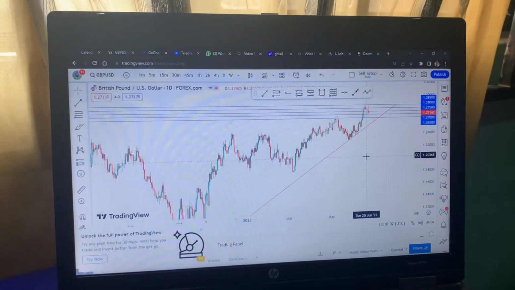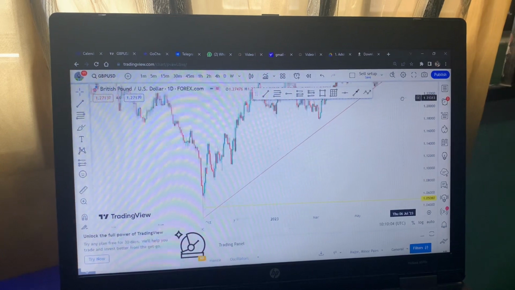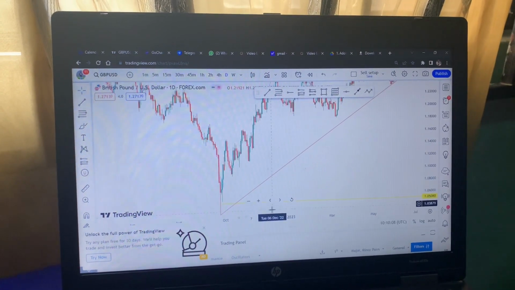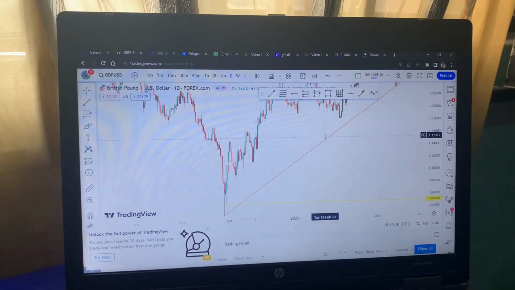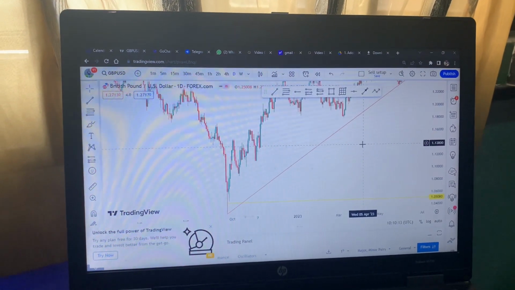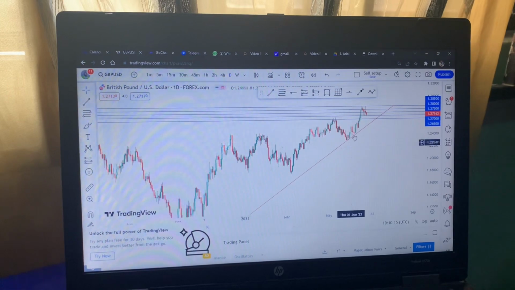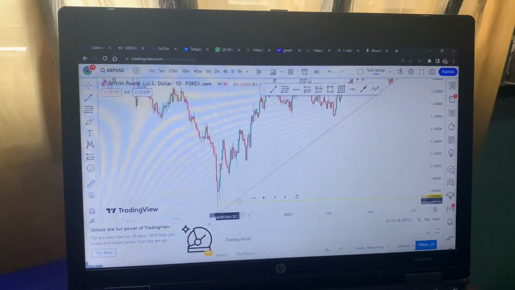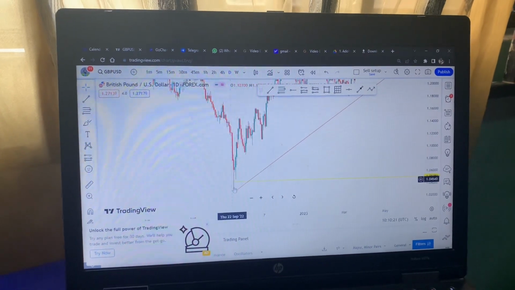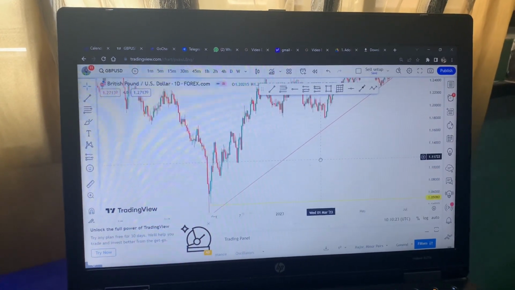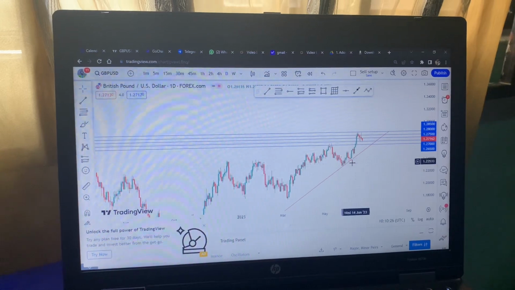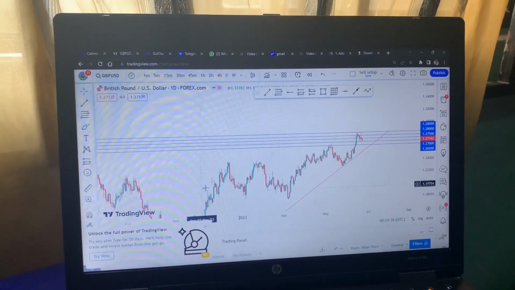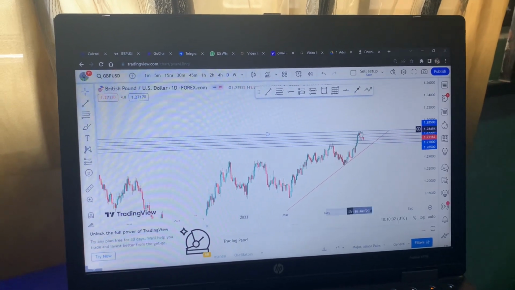Okay, let me give you some small tips for following these channels. That's what they call the trend line strategy. It has to do with the first touch, the second touch, and the third touch. This is the first touch. Now this is the second touch, and if you notice, the second touch is higher than the first touch.